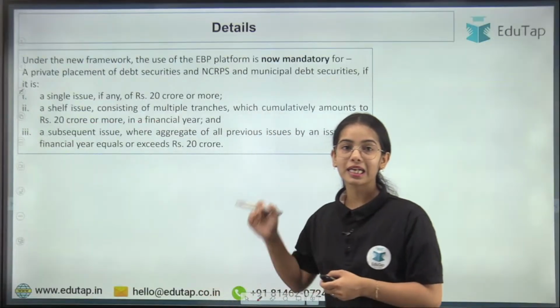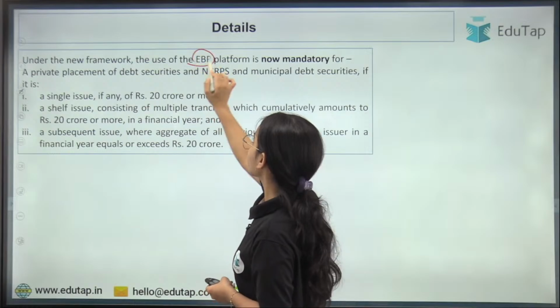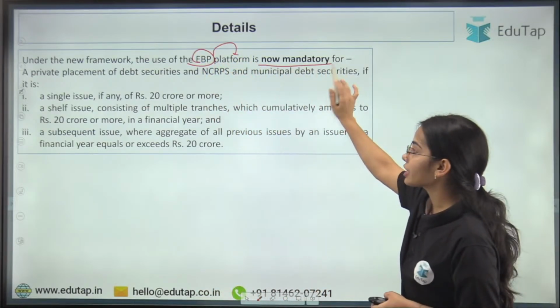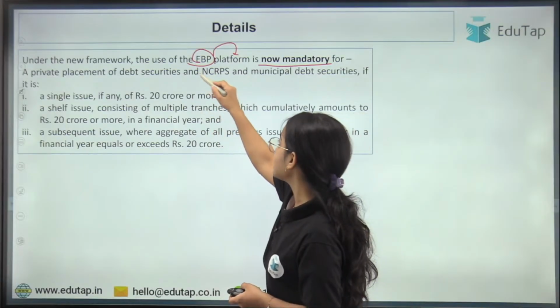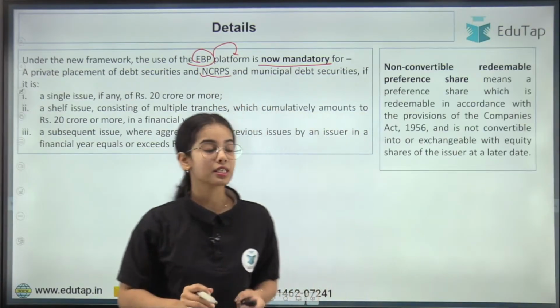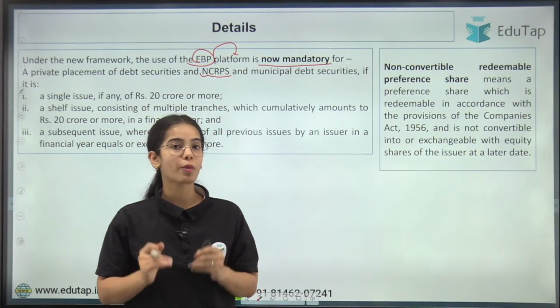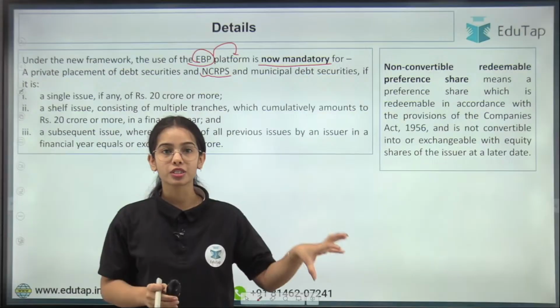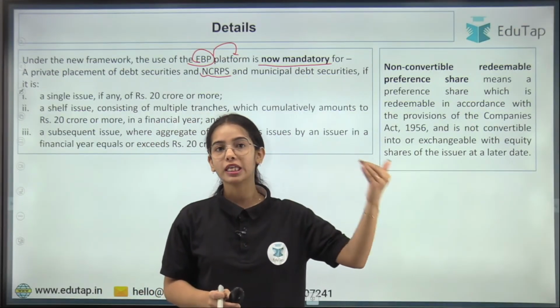Now coming to the next part, under the new framework, the use of the electronic book provider platform is now mandatory for the private placement of debt securities as well as the NCRPS. The NCRPS is the non-convertible redeemable preference shares. I hope you know about the preference shares. They are the shares that have the priority in the dividend.